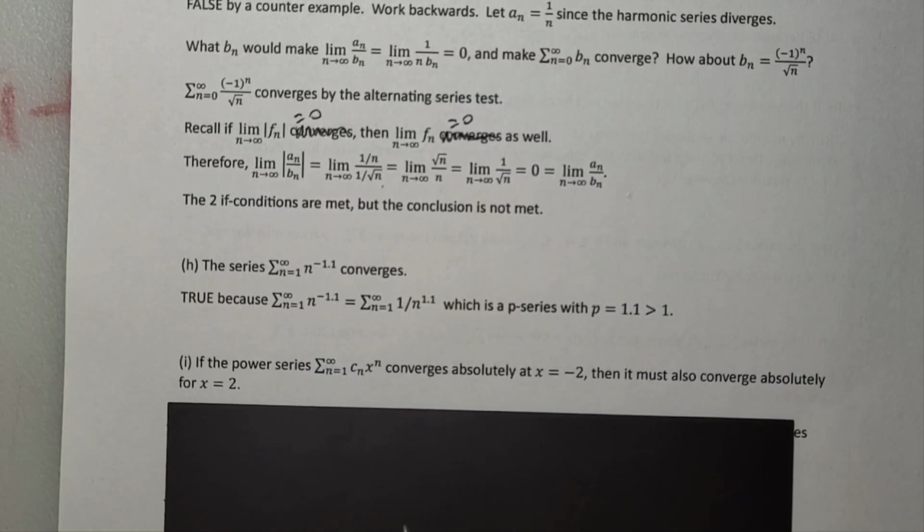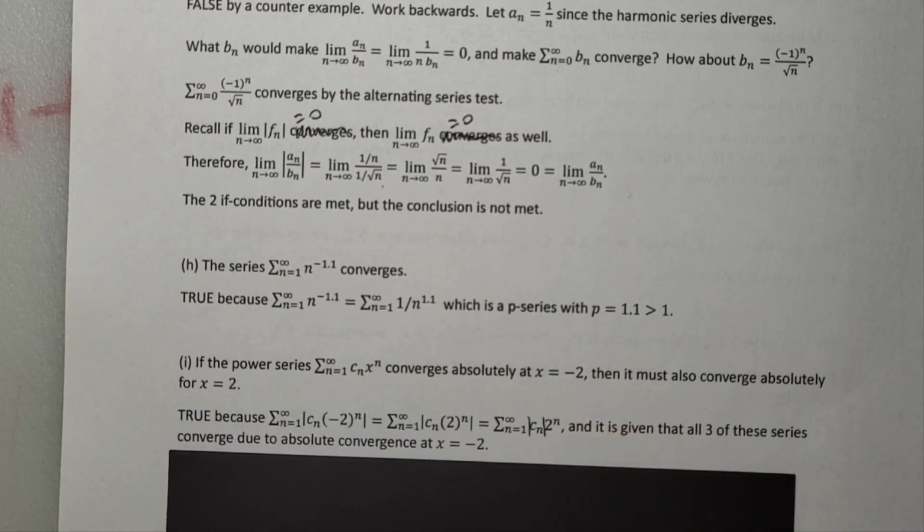If the power series, this guy, converges absolutely at x is equal to -2, then it must converge absolutely for x is equal to 2. This is true. Is this false? I believe this is true. Because let's consider absolute convergence. You put absolute value signs there, okay? It tells us that this is absolutely convergent.